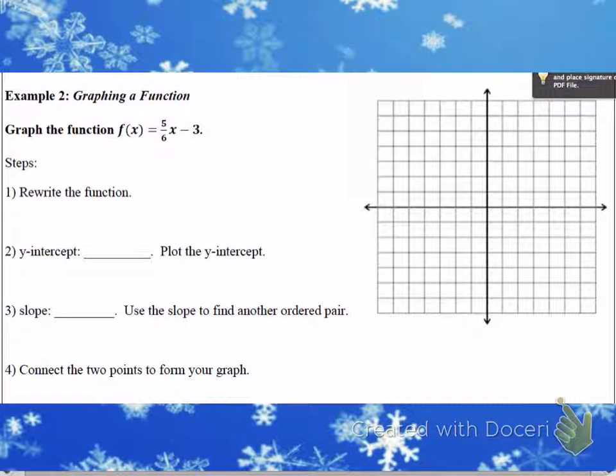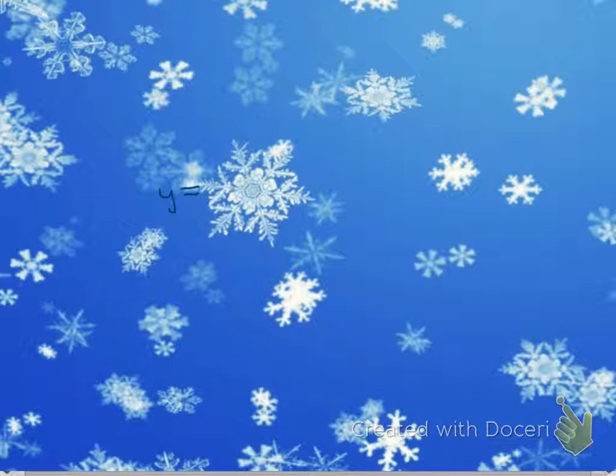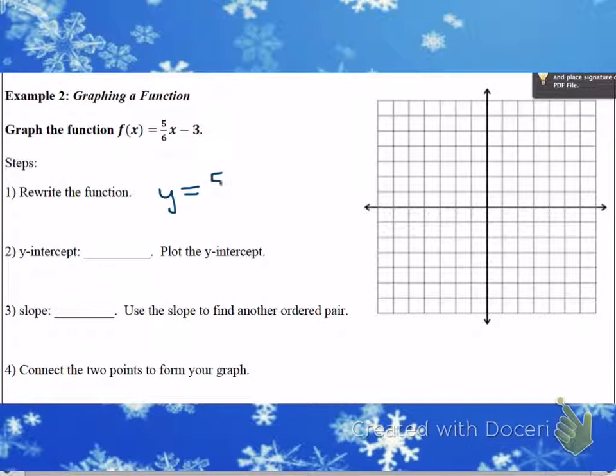When we're asked to graph a function, we typically rewrite the function in y equals mx plus b form. Again, notice, not a big change, just using y instead of f of x. We look for the y-intercept. The y-intercept here is 0, negative 3. And we plot the y-intercept. So going over to the graph, I'm going to plot 0, negative 3.